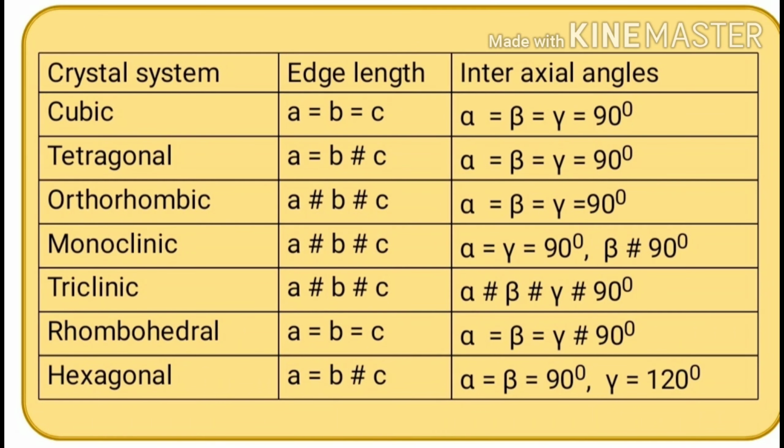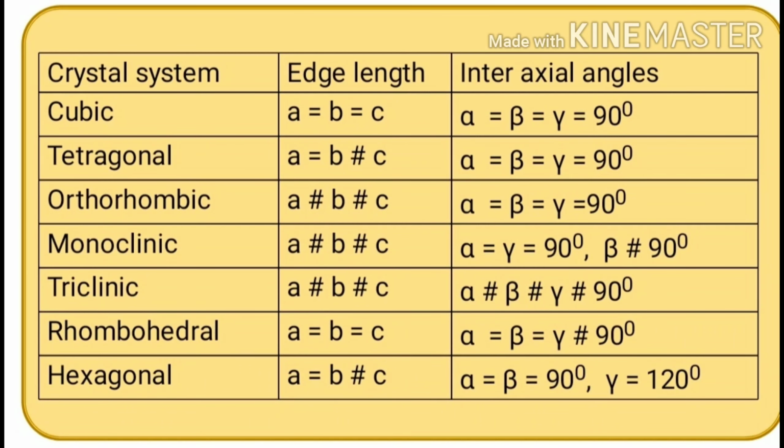Rhombohedral. In rhombohedral crystal system, all the edge lengths are equal to each other, but the interfacial angles are not equal to 90. Alpha is equal to beta, but gamma does not equal 90. You can see in diagram.